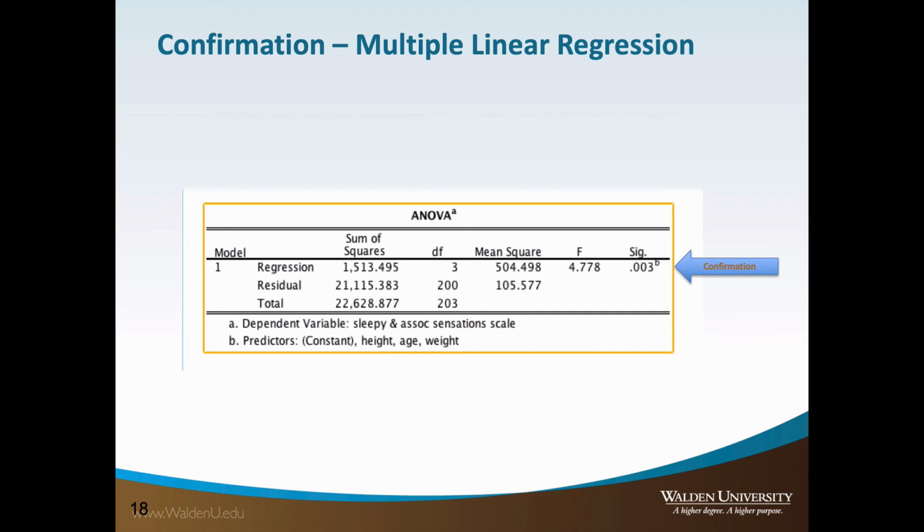This slide depicts an example SPSS output for a multiple linear regression analysis. Note the p-value of 0.003 indicates a significant finding as the value is less than 0.05. Thus, the researcher has confirmed the theory.